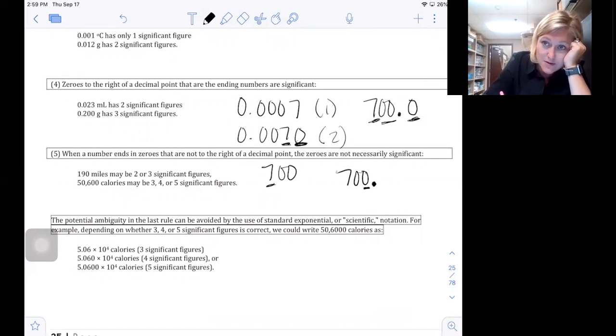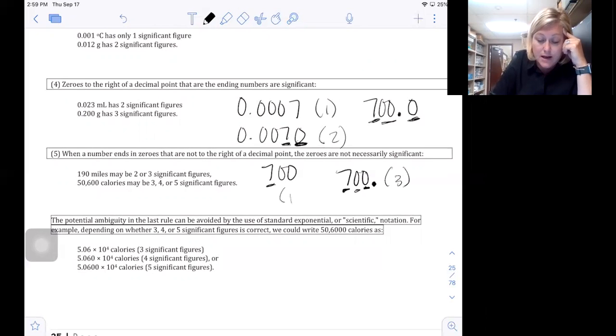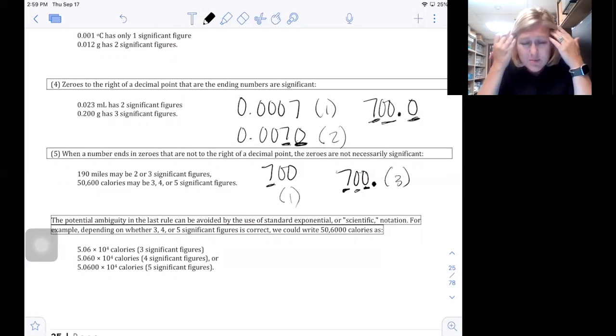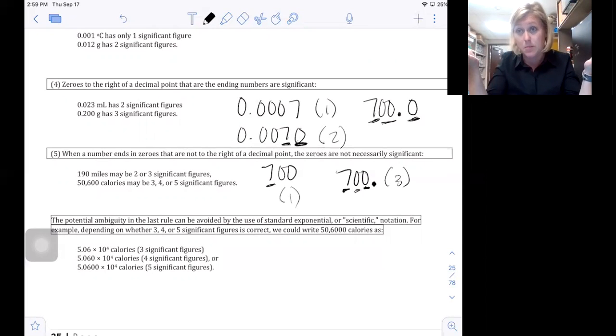So there's a decimal, yes. Is the last digit a 0? And the answer is yes. You know the 7's significant. Now what about this other 0? And the answer should be yes, it's significant because it's sandwiched. So this one has 3 and this one has 1. And you're going to say, well, Ms. Sundberg, it's 700. It's the same number.